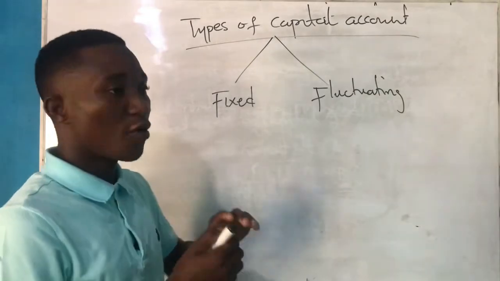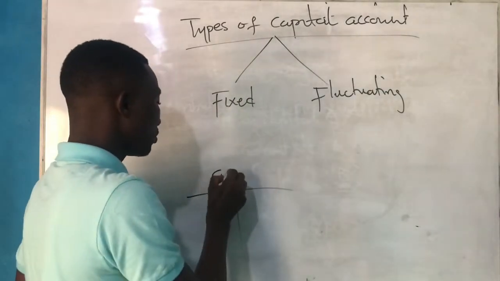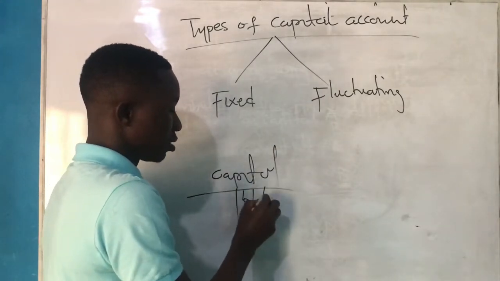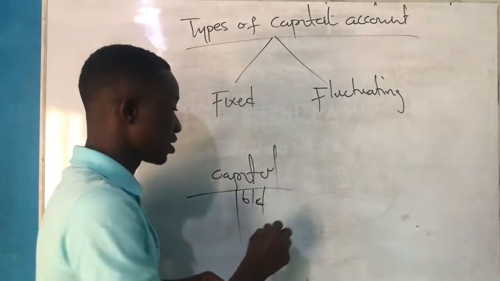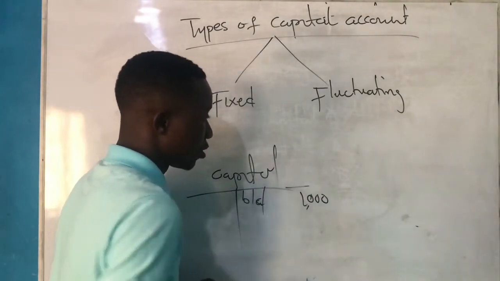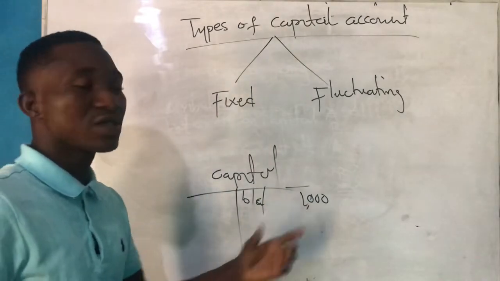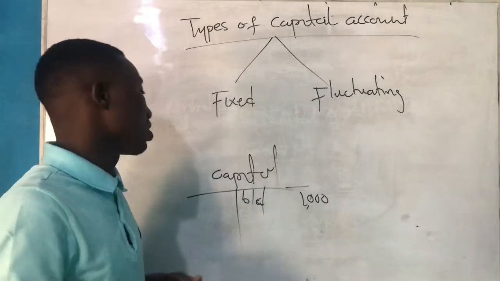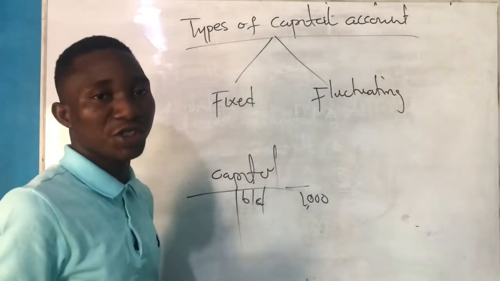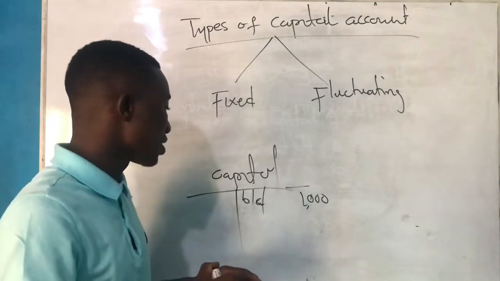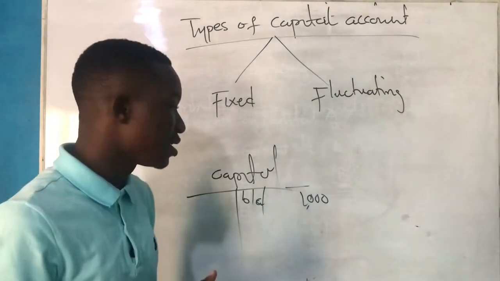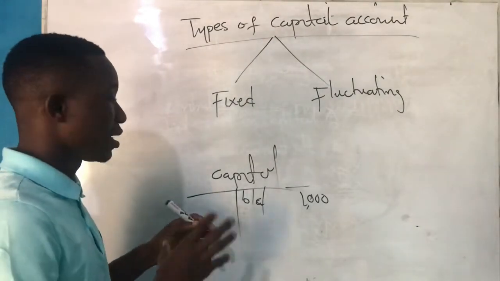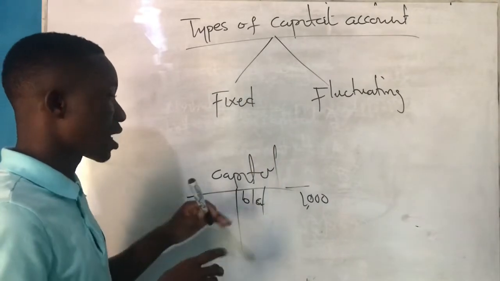It won't change. For instance, when we have our capital, this is the capital account, and there is initial capital being introduced, that's the balance brought down of 1,000 cedis. We expect that at the end of the period, this 1,000 cedis should be the same. So for the fixed capital account, the balance will not change. It will only change when there is an agreement in the partnership deed that anytime there is a capital introduced or capital withdrawal, that is the only thing that can cause the fixed capital account to change.